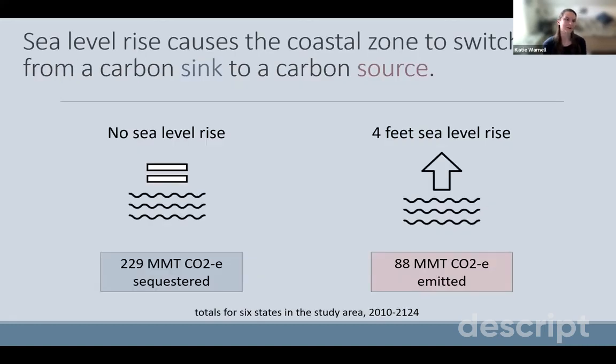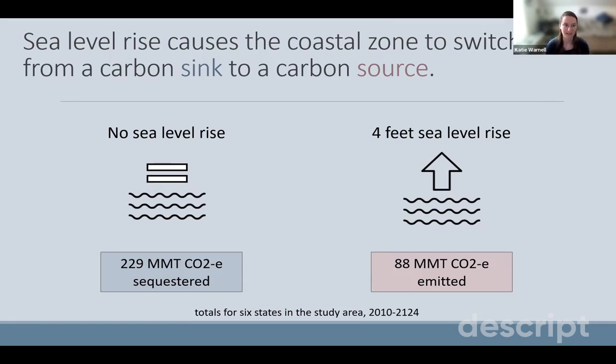So we found that overall sea level rise is likely to cause the coastal zone to switch from a carbon sink, which it currently is, to a carbon source. The major reason for this is carbon that's being released from biomass in the migration space when forests and forested wetlands convert to marsh.